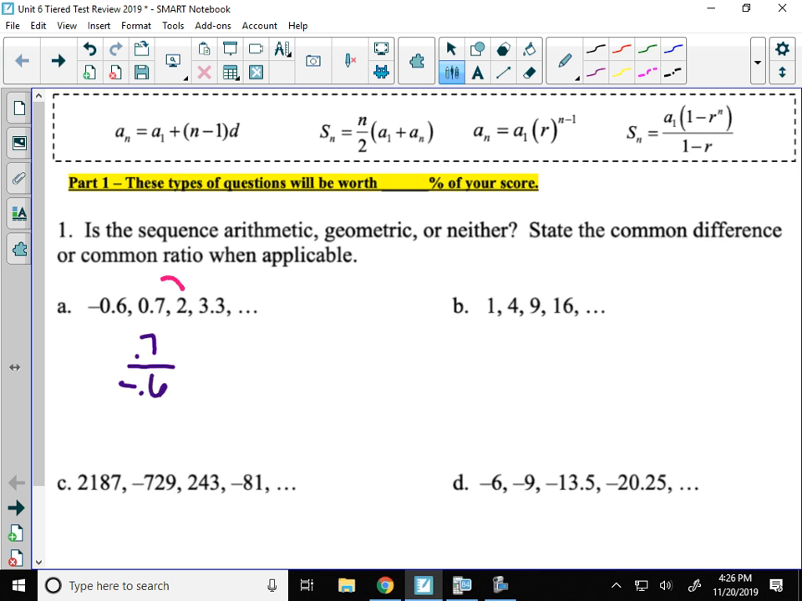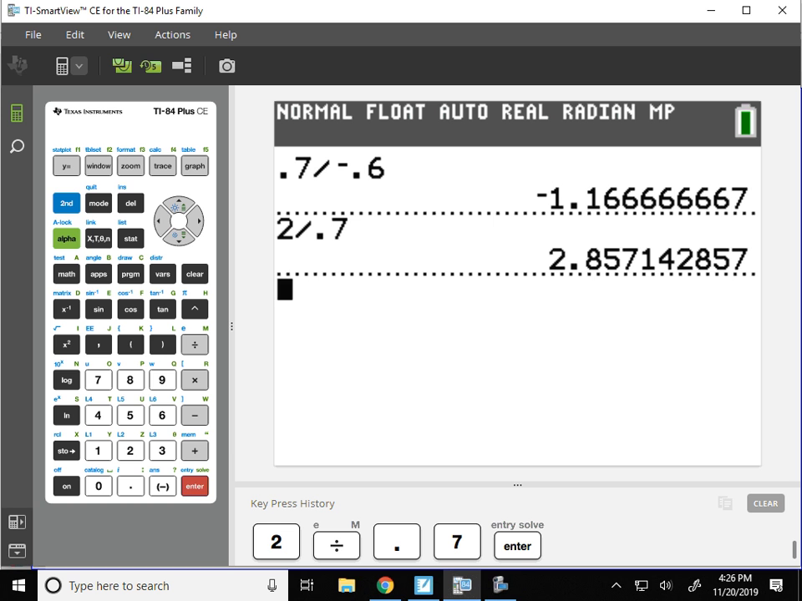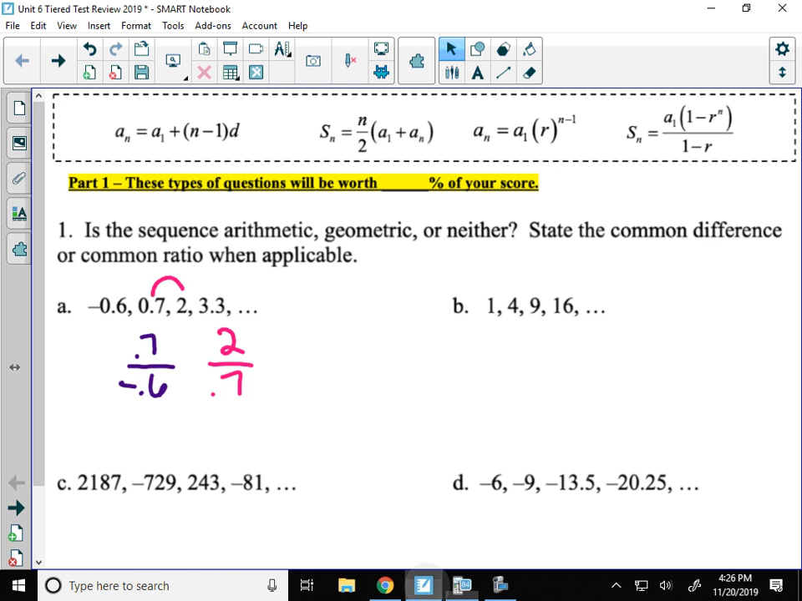Then to decide if it is geometric, I take the second pair of numbers, 2 divided by 0.7. When I do 2 divided by 0.7, I do not get the same number, so I am not multiplying by the same thing, and it is not geometric. So now I check, is it arithmetic? When I do arithmetic, instead of dividing, I'm going to subtract. I need to see if there's a common difference.